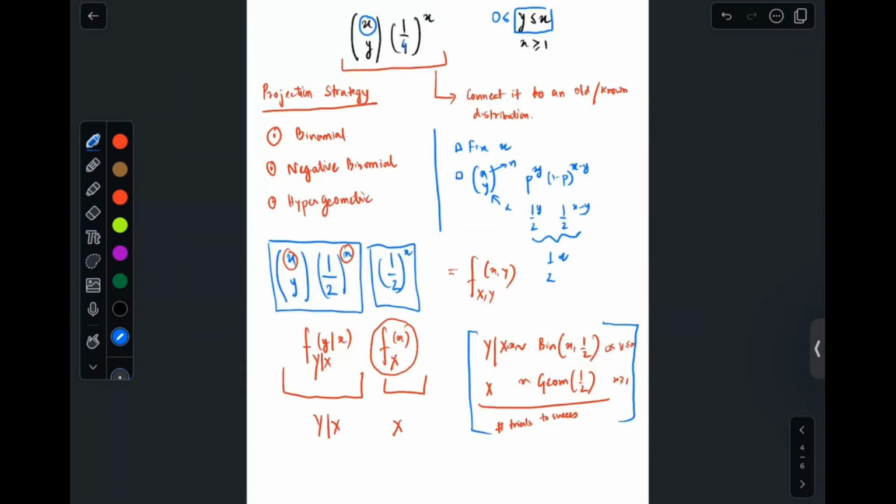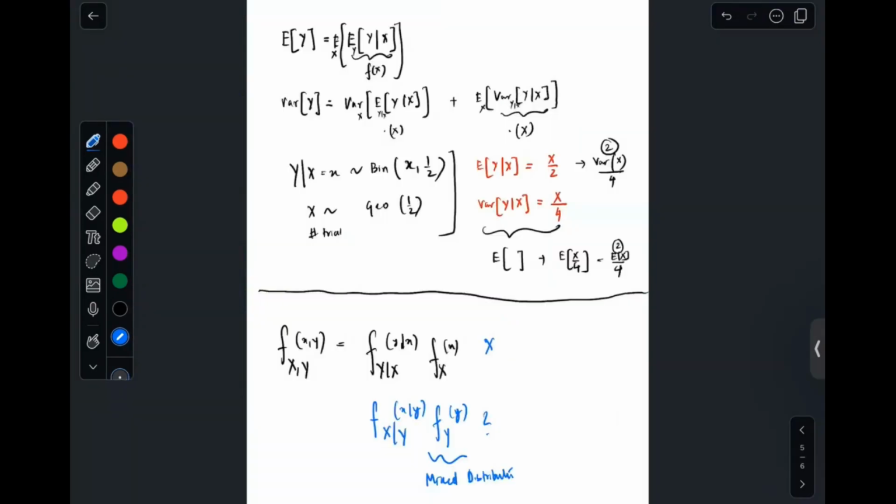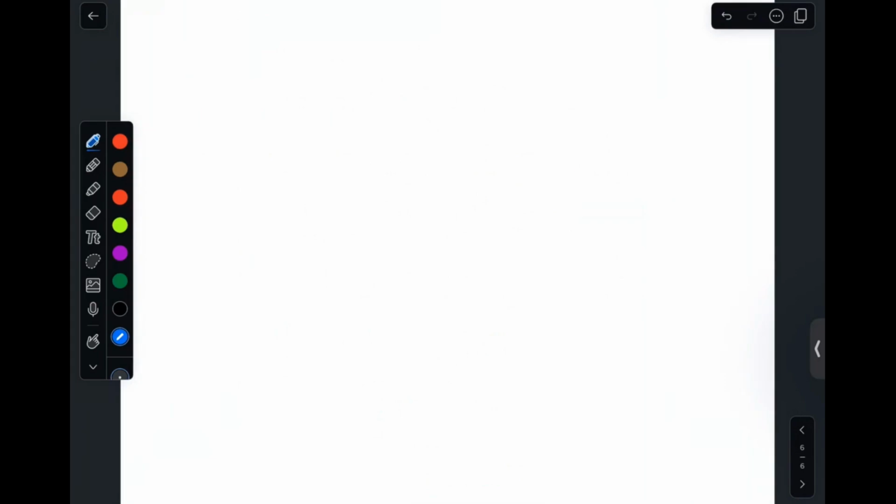For a small hint, I will tell you that x given y will follow something similar to geometric. And x given y, where y is greater than 0, will follow negative binomial. So it's a bifurcated aspect. And how do you know that it is something like this? It's from the following thing. Let me show it to you, how it's actually happening. And then you can really complete the rest of the part.